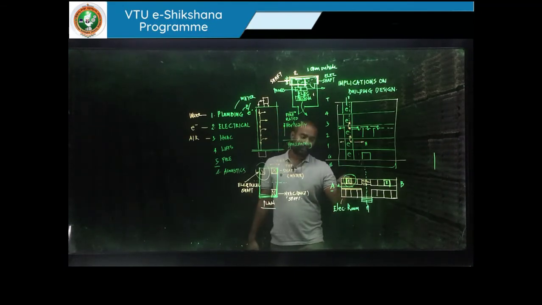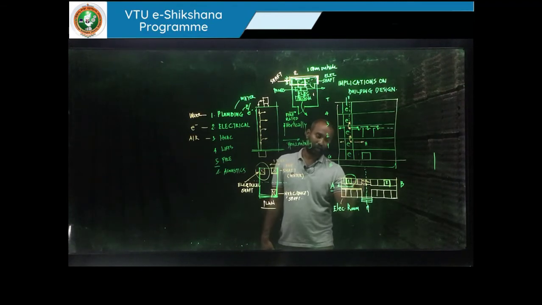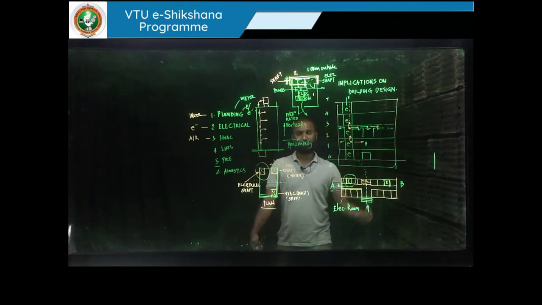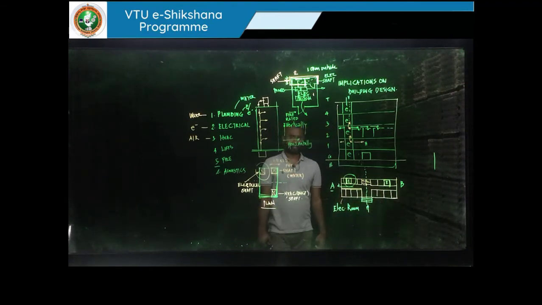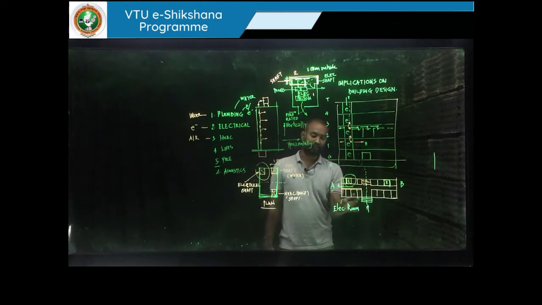So why did we select this point? Why can't it be here? Why can't it be here? Why can't it be anywhere else? It's up to the architect and the electrical consultant and the engineer. But again, there are several ways of zoning it. I just divided it into 2 zones.